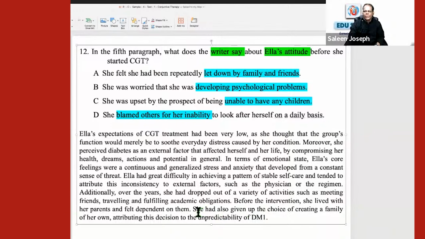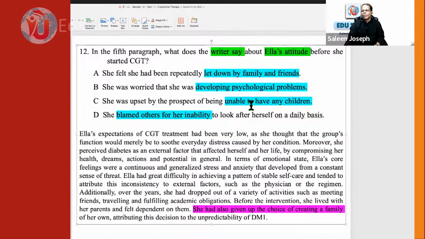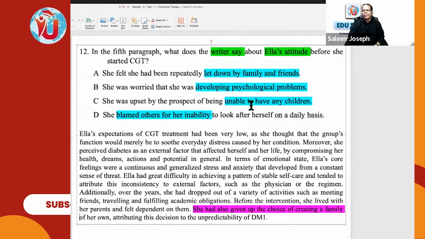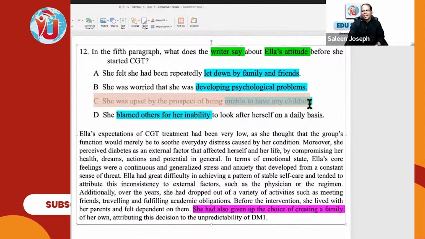She had also given up the choice of creating a family. Means she never thought of marrying at all and having a family. So can she be worried about having no children, unable to have any children without marrying? Will you be able to worry yourself having no children? No, father. No. Okay, so that is absurd.